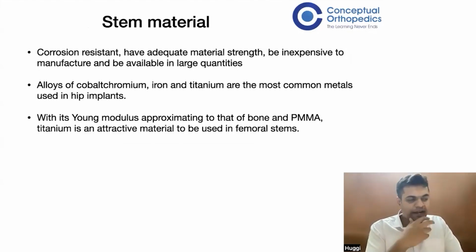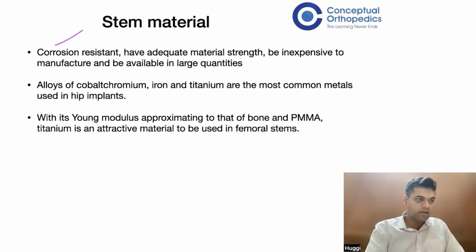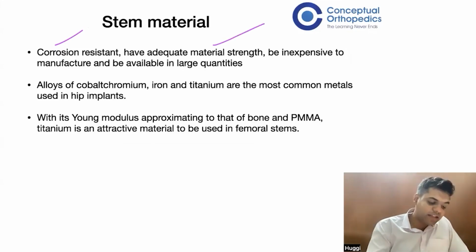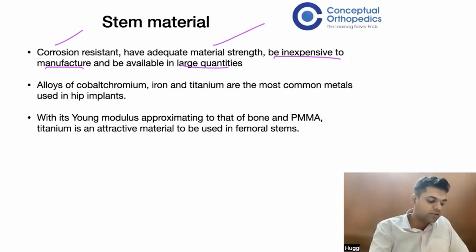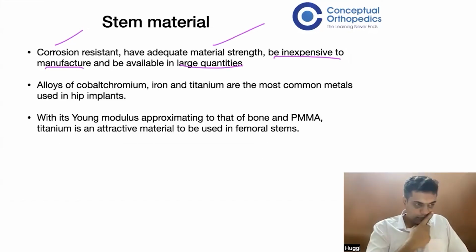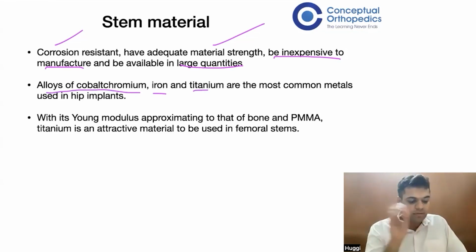Okay. The ideal stem, because it is going to be there for the lifelong of the patient, should be corrosion resistant. Okay. It should have adequate material properties, and it should be inexpensive for the manufacturers to make in large quantities. So that's why alloys of cobalt, chrome, iron, titanium all came into use as metals.